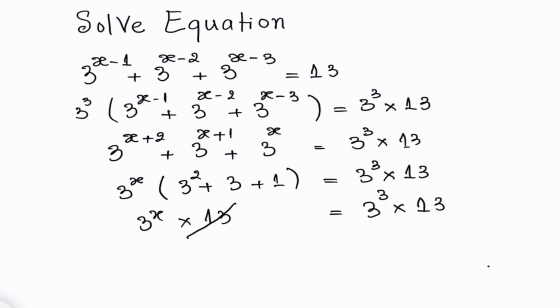And then we can cancel 13 at both sides. Then we will get 3^x equal to 3 cube, so the answer will be x equal to 3.